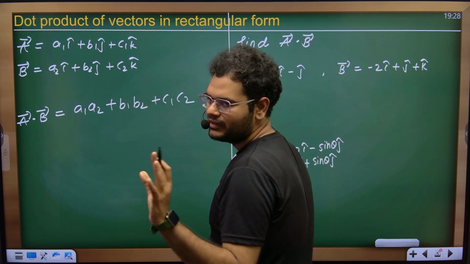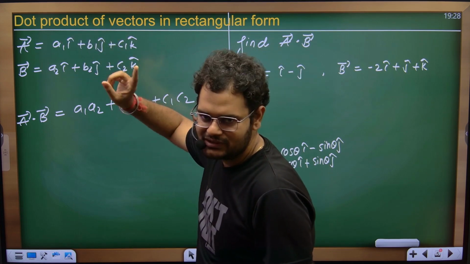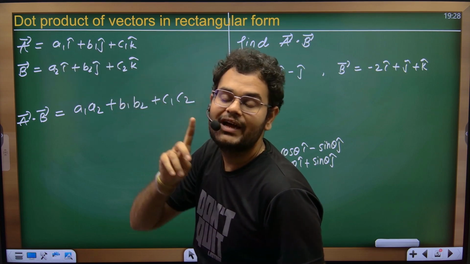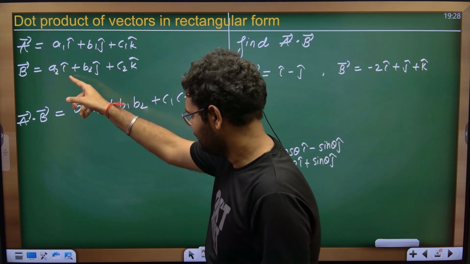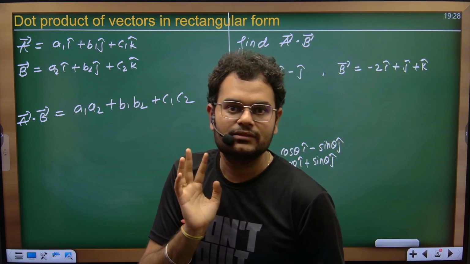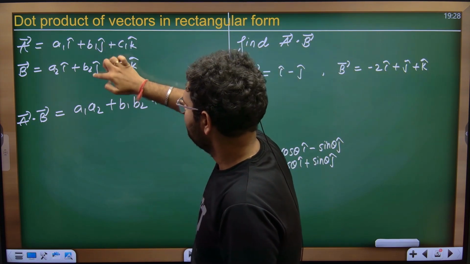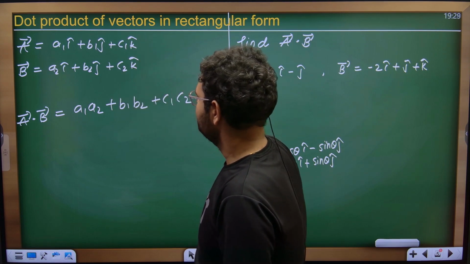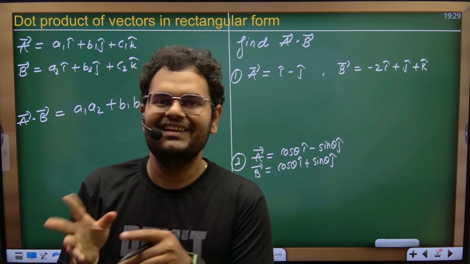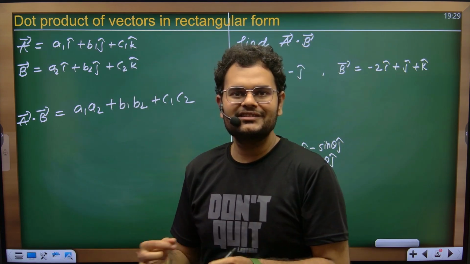Sir, what you have done, I will tell you. Coefficient of i cap for a, directly multiply with coefficient of i cap of b, whatever b is there. Okay, and while doing it also take signs, negative negative, positive positive, we just don't care. b1 b2 plus c1 c2. So i component multiplied with i, j with j, k with k, and nothing is easier than this. In entire scalar and vector, dot product is very easy.